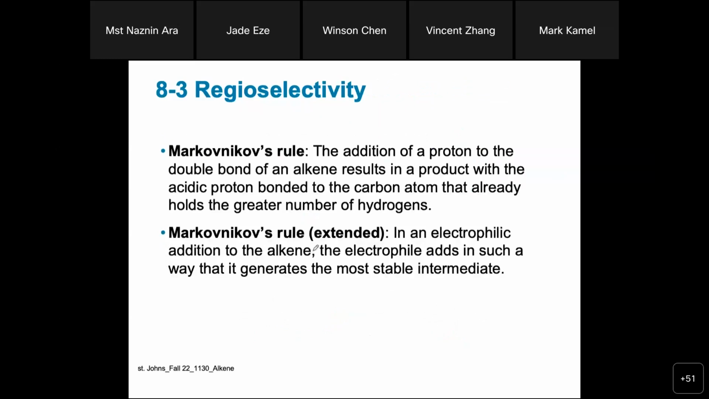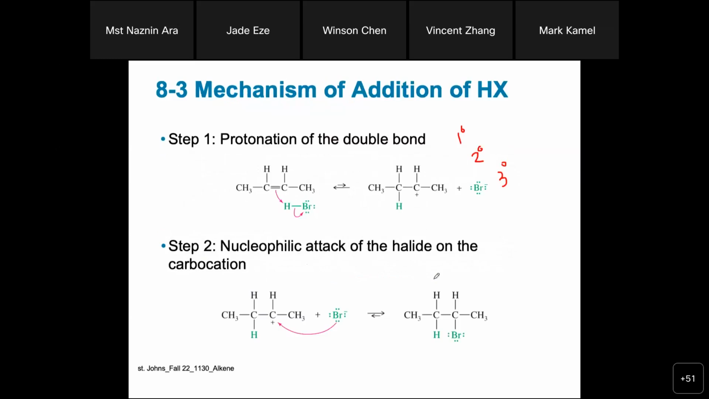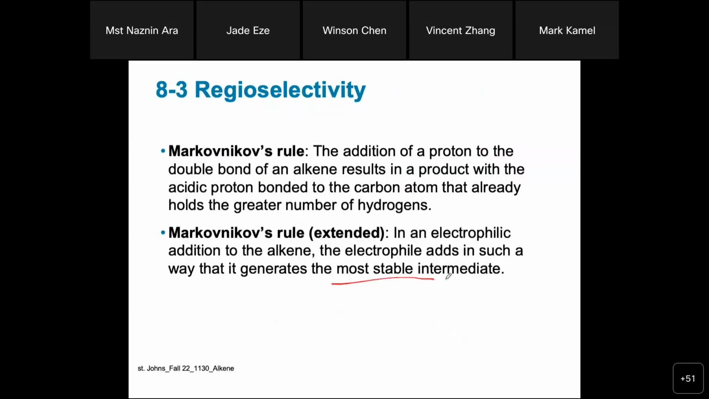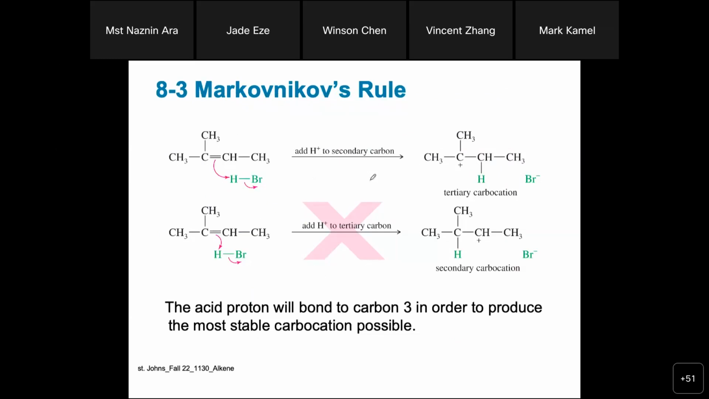So the Markovnikov rule's second part, or extended part, is that in an electrophilic addition to the alkene, the electrophile acts in such a way that it generates the most stable intermediate. So we have to remember those things to find out which carbon will be suitable for protonation and which carbon will make the most stable carbocation. Remember, the carbon with more substituents will be able to make the more stable carbocation. So this is the example.